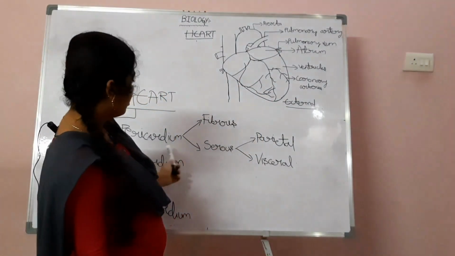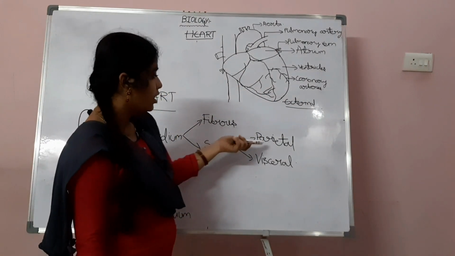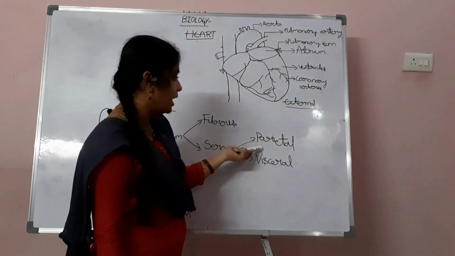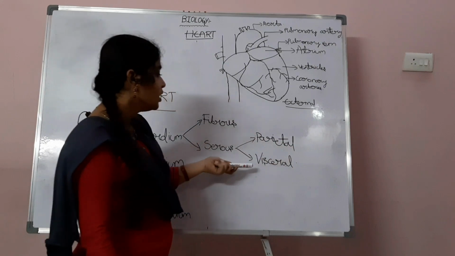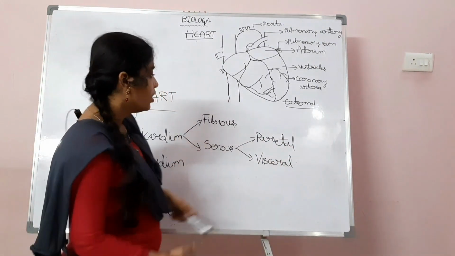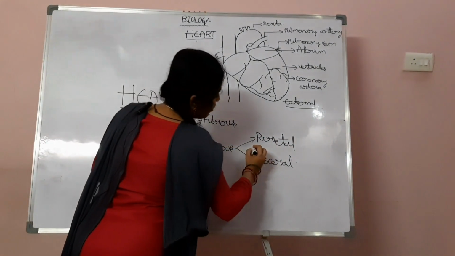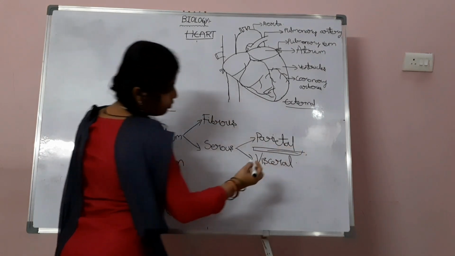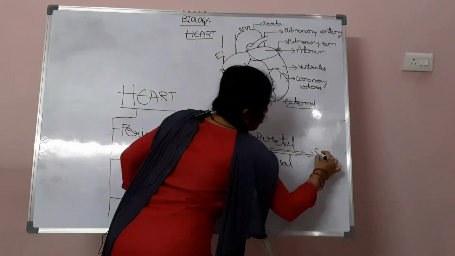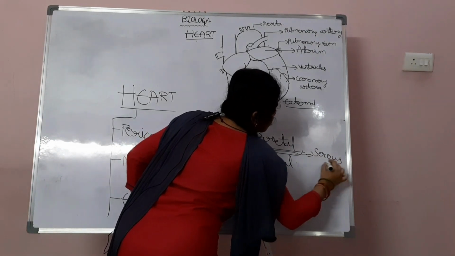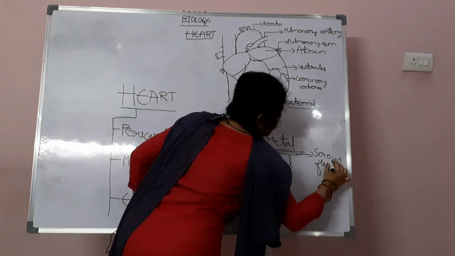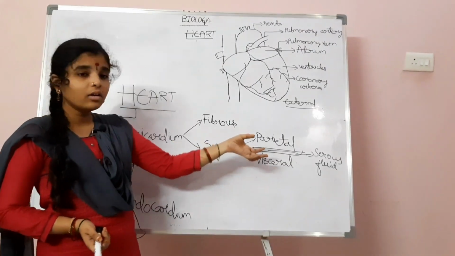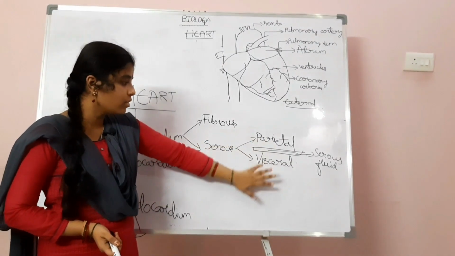This serous membrane again consists of two layers: the parietal pericardium and the visceral pericardium. In between the parietal and visceral pericardium, there is a fluid. What is that fluid? Serous fluid. It helps in the smooth movement of both of these layers.